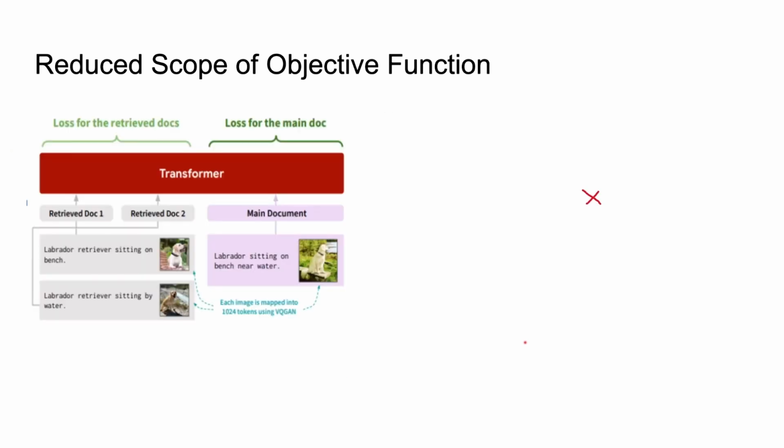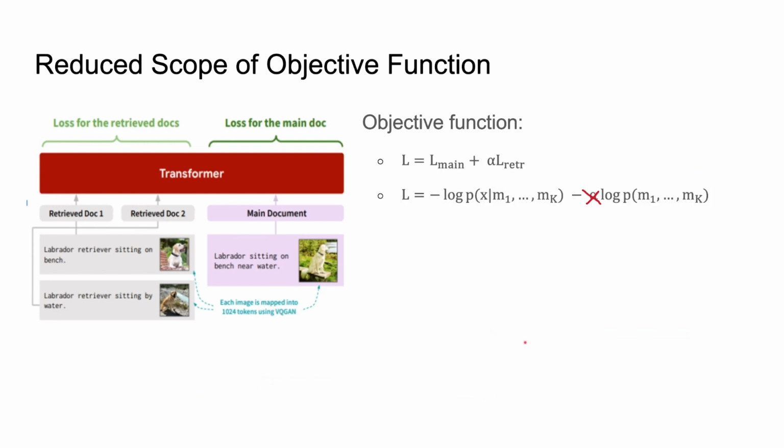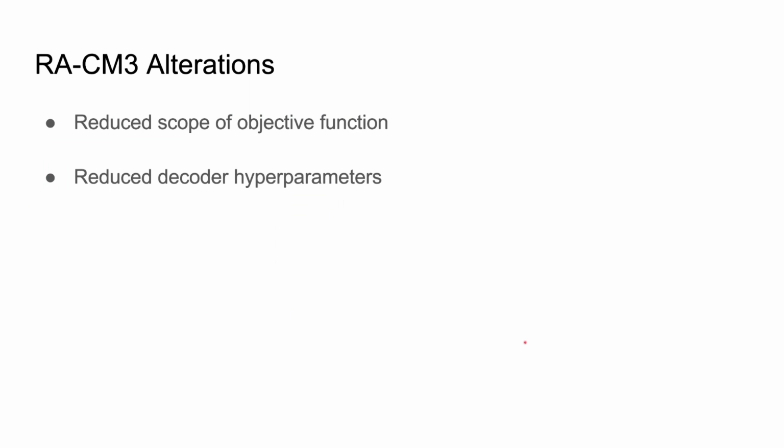Now, what the developers of Chameleon did was they removed this extra variable that put emphasis on using retrieved documents. They also did some other things to the model, like reducing some hyperparameters.